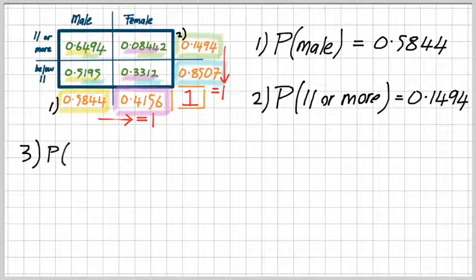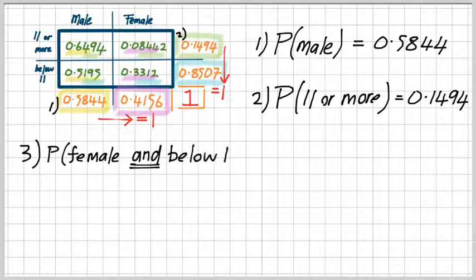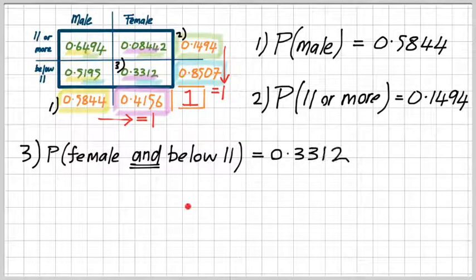Okay, next let's look at the probability that the person is female and is below 11 on the beep test. Now by now you should be able to see this pretty clearly. Here we go, female and below 11. So what we're going to do is just read that probability straight off the table because we've already done the hard work. There we are, 0.3312.